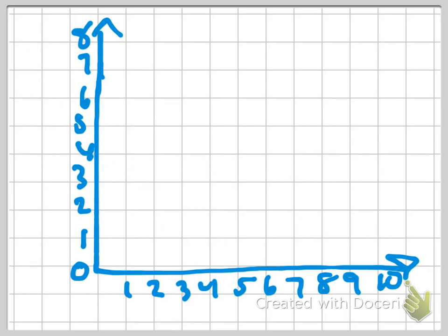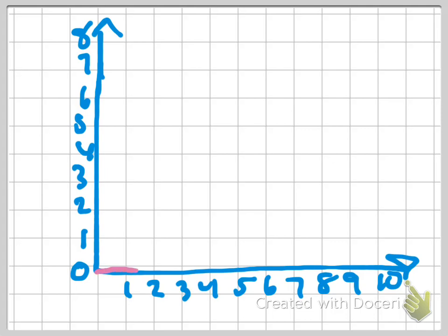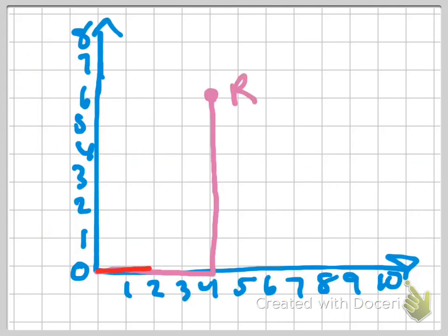All right, so let's go ahead and see if you did it correct. Our first one, which is R, which is 4, 6. So we're going to start and go on the x-axis and go to the 4, go all the way up to the 6, and that's our R. Come back, and now we have S. S is 5, 1. So we're going to go all the way on the 5 on the x, go up 1, and that's our S.